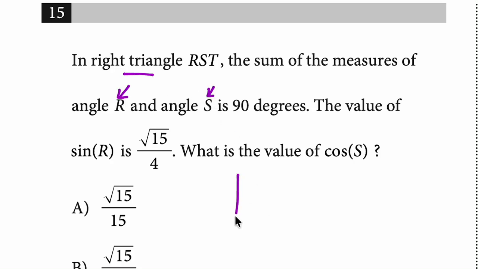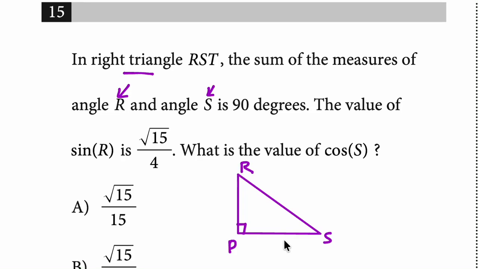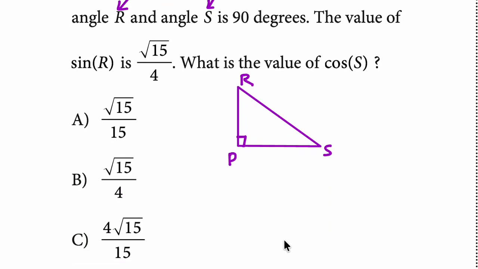So, if I just draw a right triangle first, R and S is 90 degrees. So if this one is R and this one is S, that means this particular statement is giving me the clue that angle P is 90 degrees. Because in a right triangle, one angle is 90 degrees and the sum of the other two is 90 degrees by the angle sum property. Okay. Now sine R.